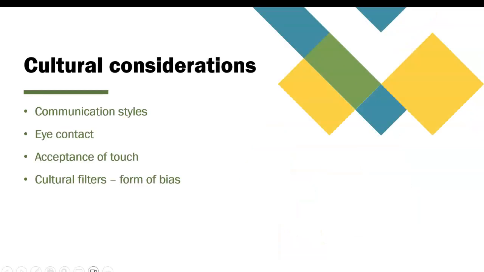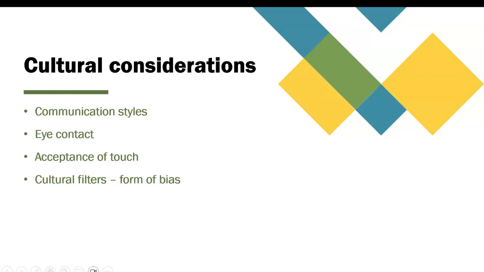How does culture impact? We've referred to it a few times. Different cultures have different communication styles. So something like nodding the head. If a patient is nodding at you, it's not necessarily indicative that they know exactly what's going on. They may be nodding out of a sense of respect, not wanting to upset you. It may not mean that they understood a single thing you just said.